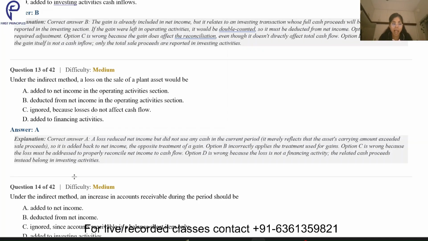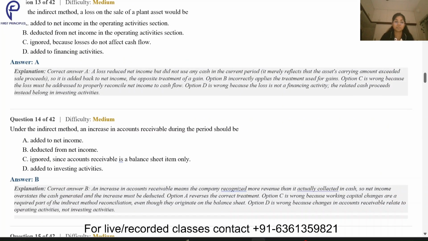So we can see the word added is mentioned only in option A and D. I will not even have a look at option B and C in my exam because it says deducted and ignored. It's never deducted or ignored. It's always added. Now see where it is added: to net income in the operating activity section. Is this the correct answer? Yes, this is the correct answer because option D is saying added to financing activity. Do we add anything related to a long-term asset in my financing activities? No, not at all. So that's why option A becomes the correct answer.